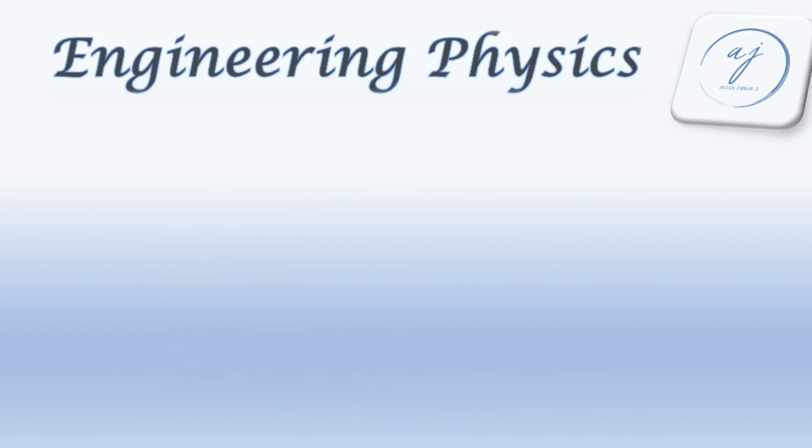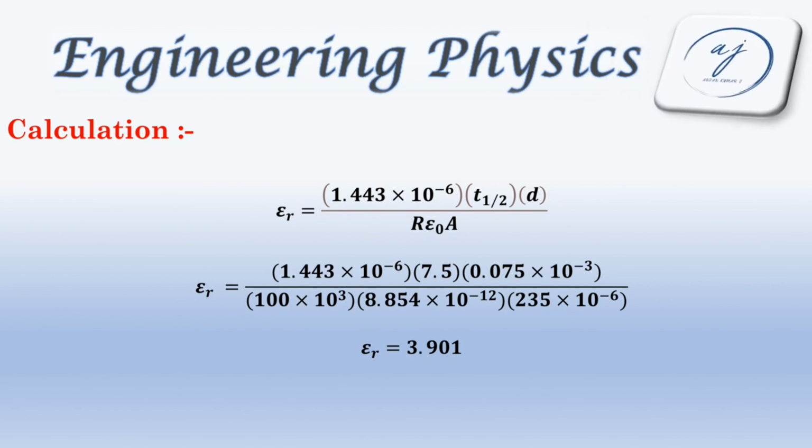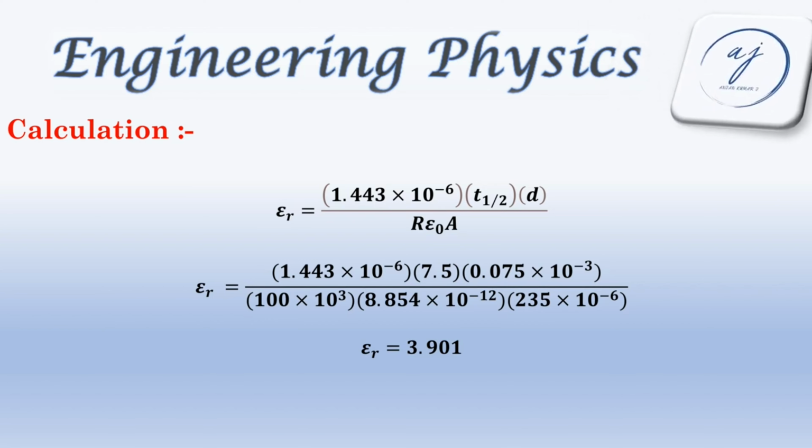For the experiment we have performed, the t-half was 7.5 and it is substituted. The thickness of the dielectric material is given, that is 0.075 into 10 power minus 3. It is substituted. Corresponding resistance value is substituted. Permittivity of free space is substituted. Area of cross section of the given capacitor is calculated and substituted. The calculation is simplified and the answer was 3.901.